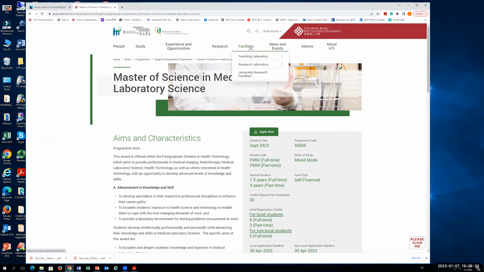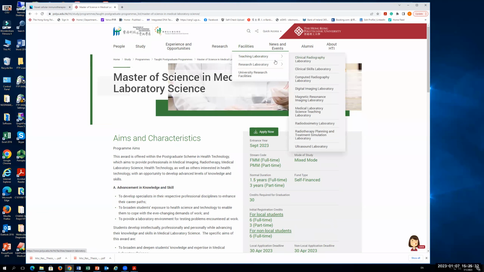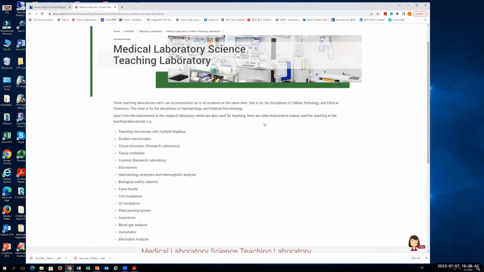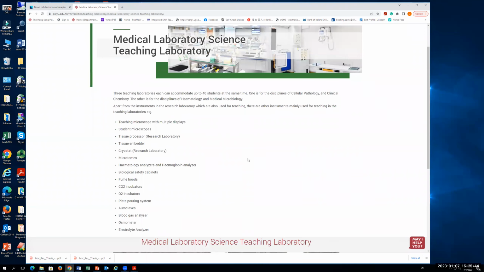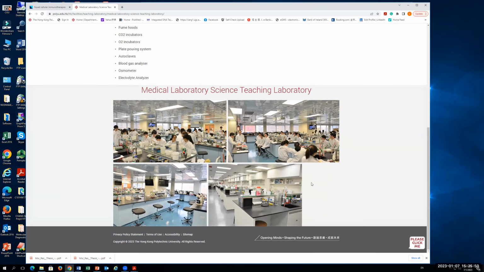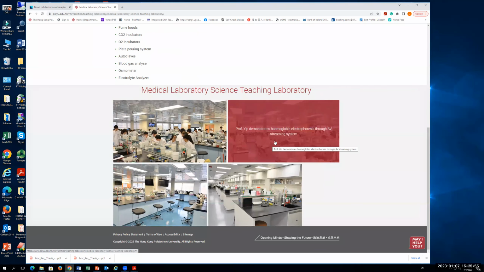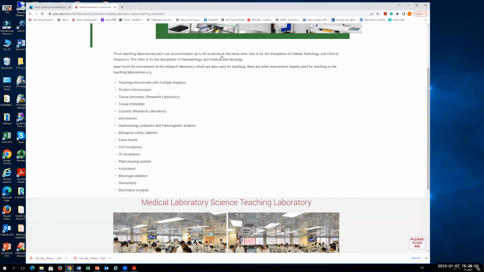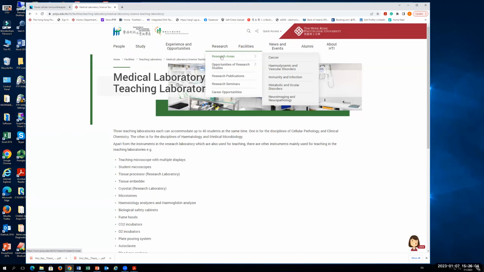As mentioned, you can also check that we have teaching laboratories and research laboratories, for example the MLS teaching laboratory. We have all the required resources and equipment. We have 2 teaching labs, and this is one demonstration for the hematology system. For the master program, you may use more research equipment, as I introduced.